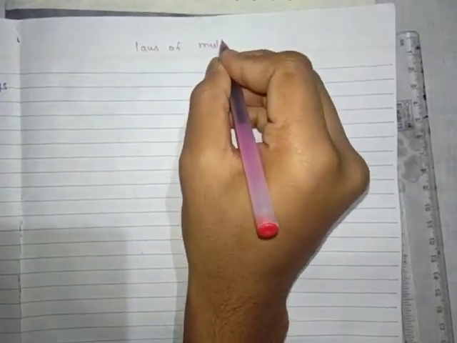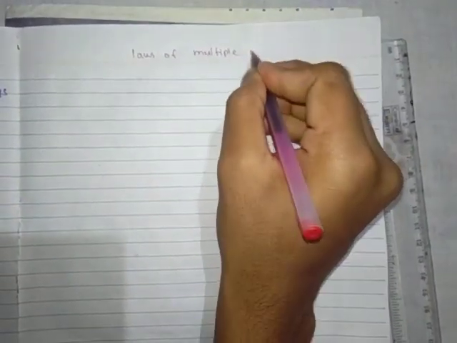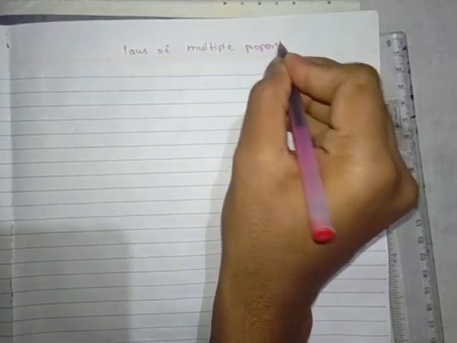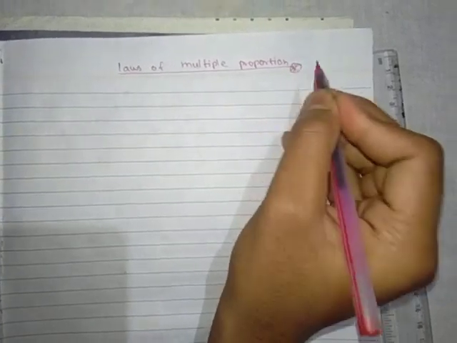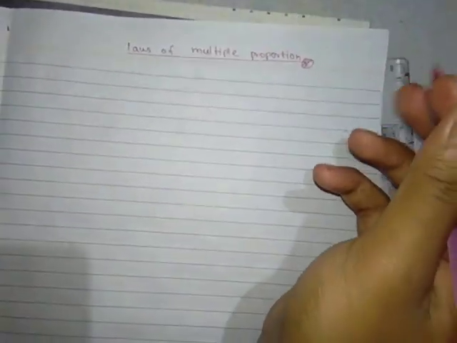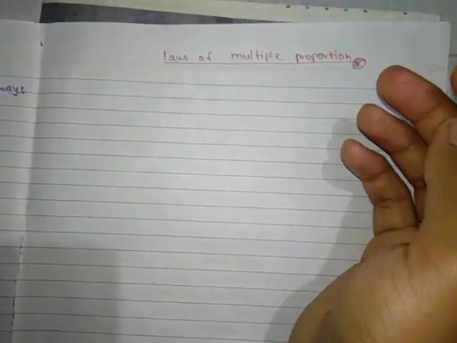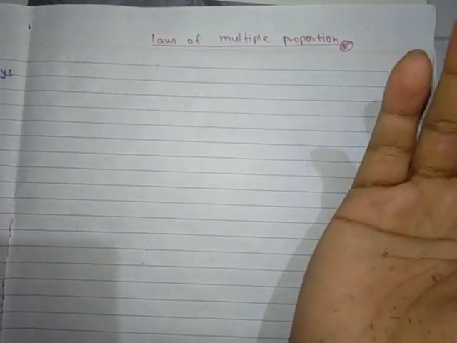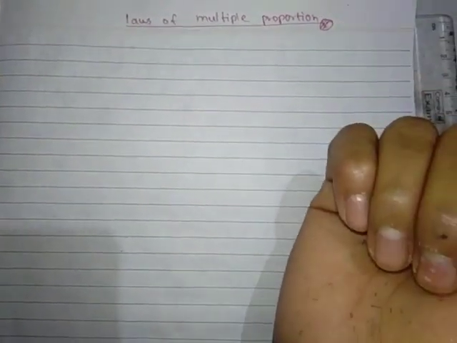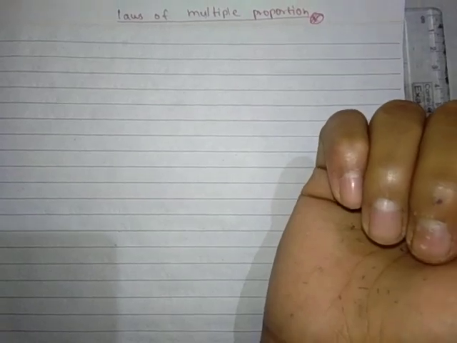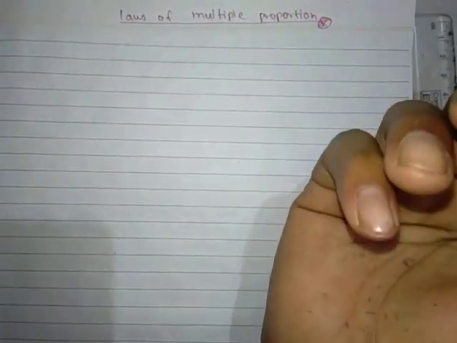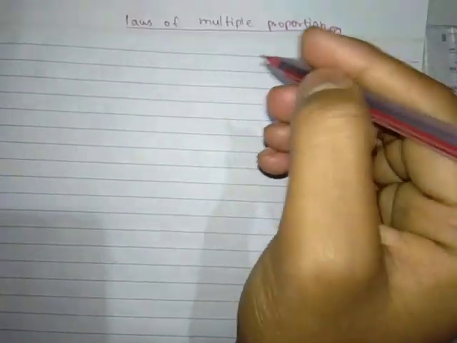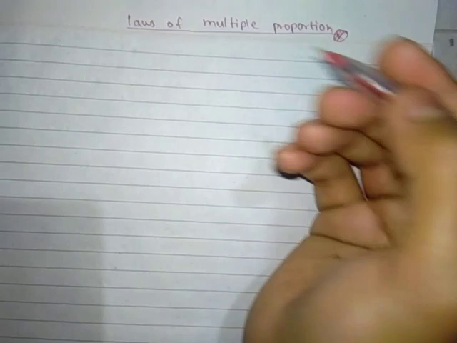multiple proportion. Okay, this law is formulated by John Dalton. We know that it is formulated by John Dalton. So according to the law of multiple proportion, elements can combine in different ways to form different substances whose mass ratios are small whole number multiples of each other.